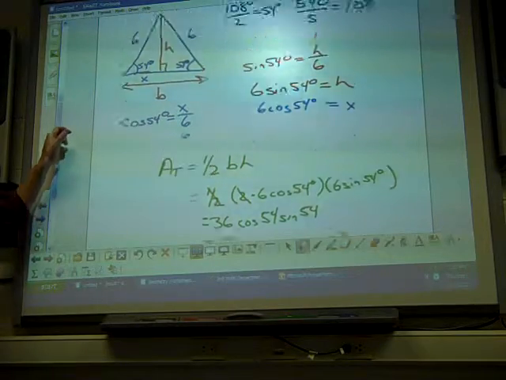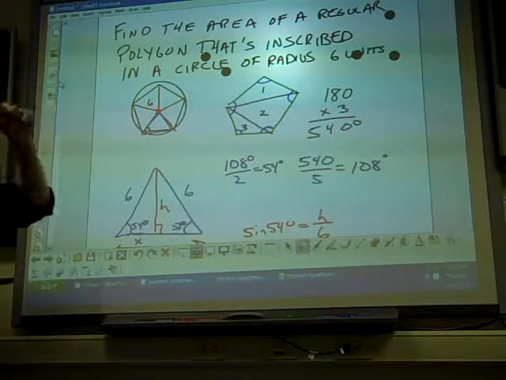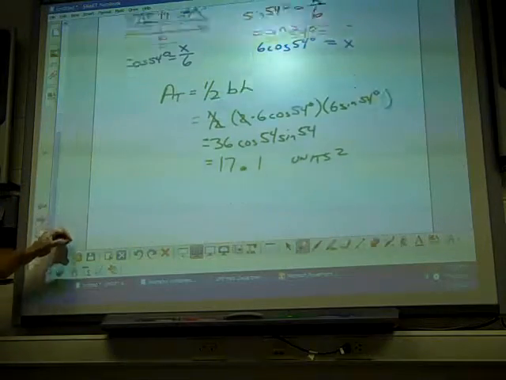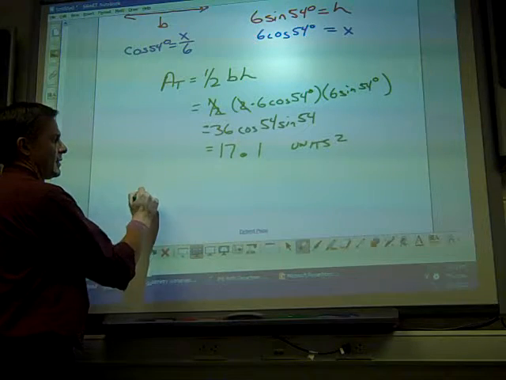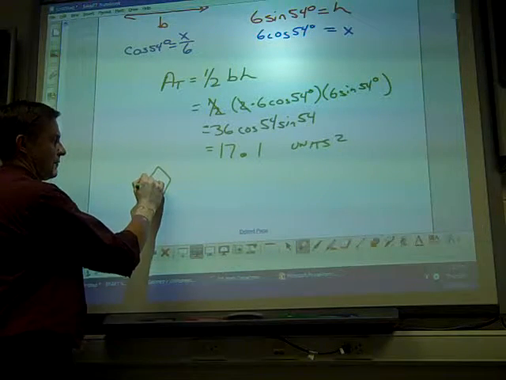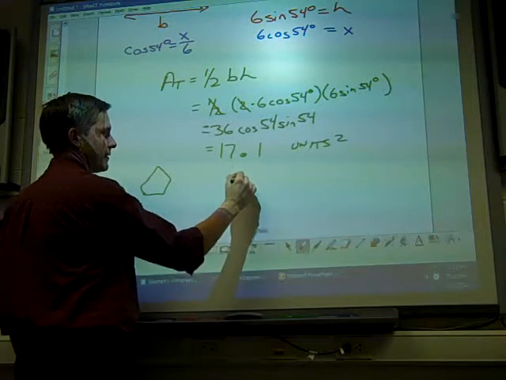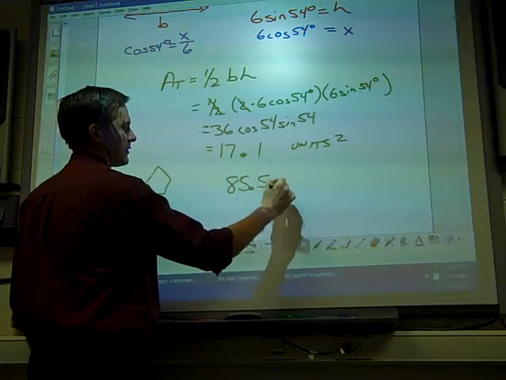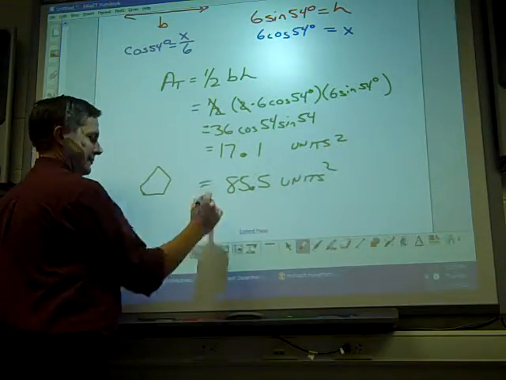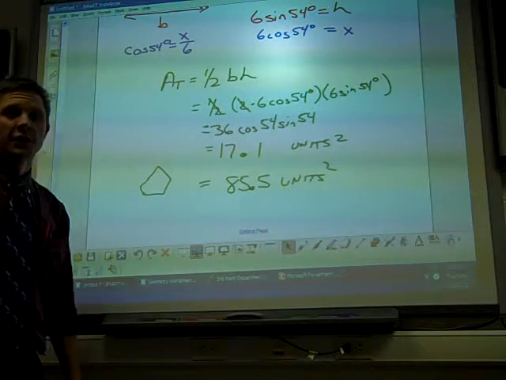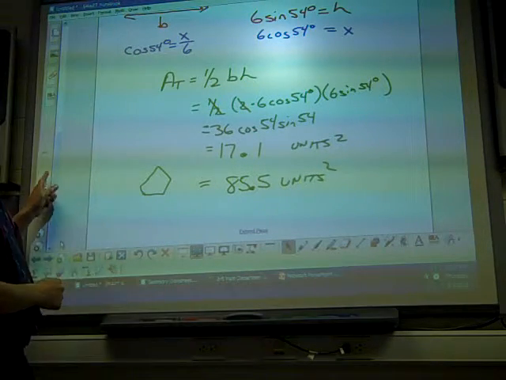And how many of these triangles are there in this figure? There are 5. We took one, there's 5 sides, so there are 5 triangles. So what's 17.1 times 5? So the pentagon is 85.5 units squared. Does that make sense to everybody?